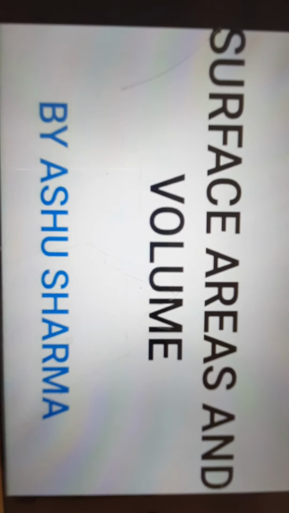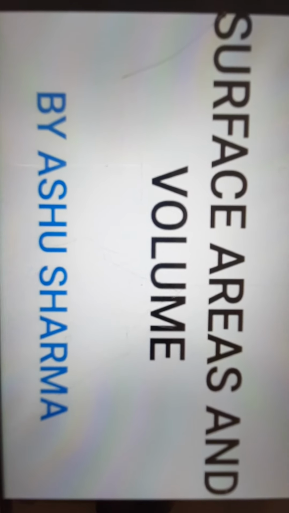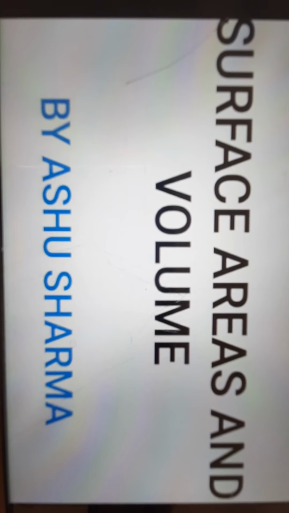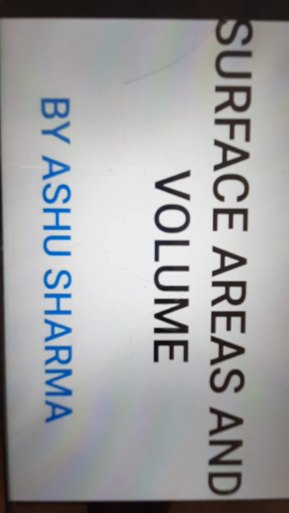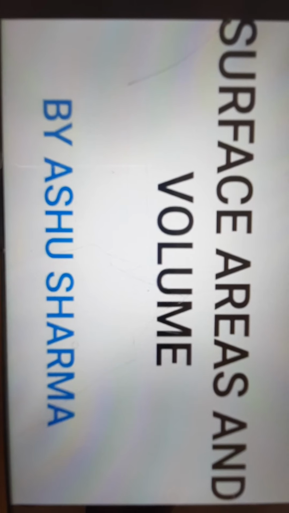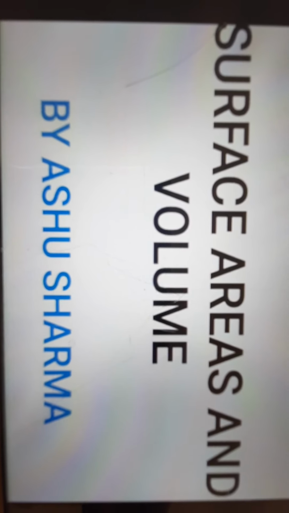Dear students, we are doing unit 13, Surface Areas and Volumes, of your NCERT book, and we are on exercise 13.7, in which we are studying the volume of a cone. Until now we have done the first three questions. Now let us do question number 4 onwards. So let's start with question number 4.